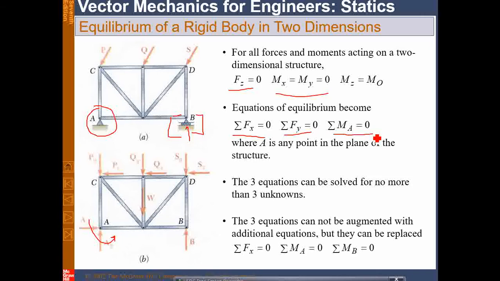Further, these three equations can be augmented with additional moment equations. That means the summation of all the moments about A should also be equal to 0 and about B should also be equal to 0. They can be further augmented if required only. So we will see how to implement them in the problems.